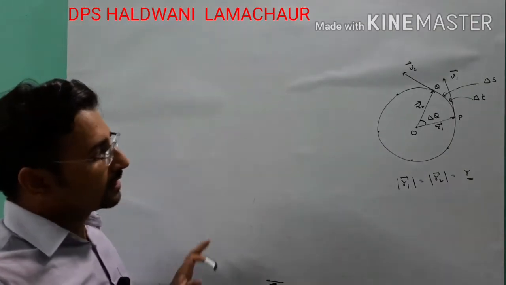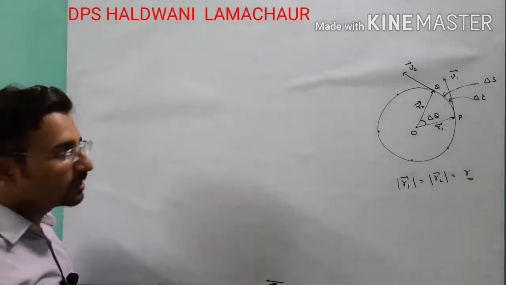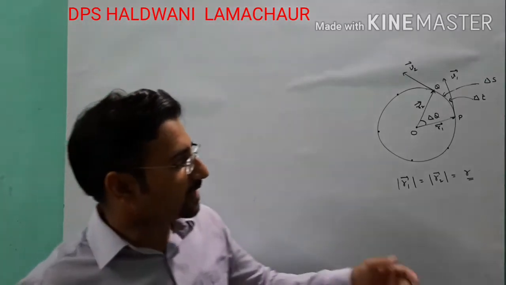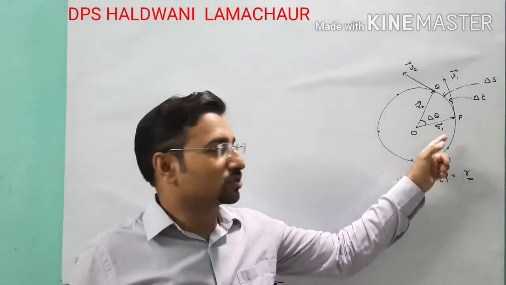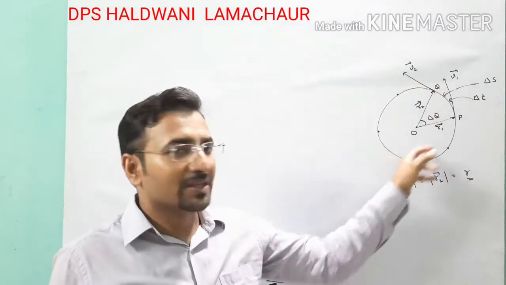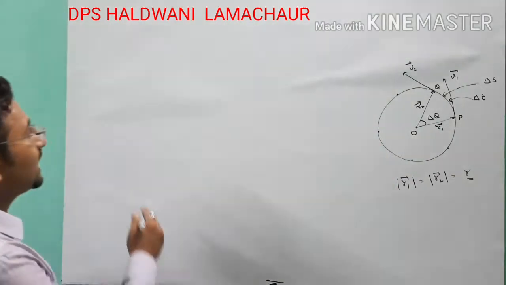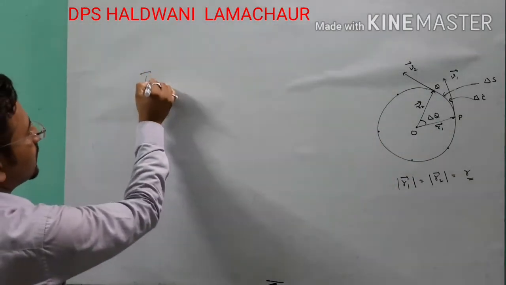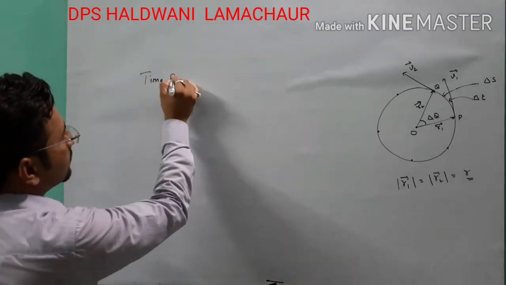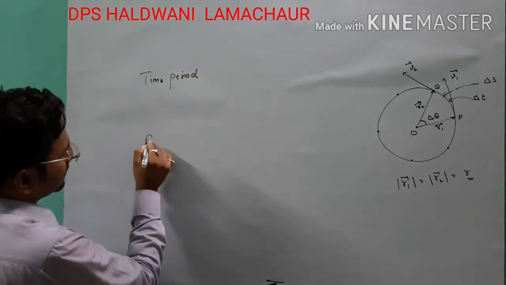Now as you know that the object is in circular motion, the motion of the object or particle or body is a periodic motion. After a regular interval of time, the object will cover the same path or pass through the same point. So here we will discuss two terms which are related to circular motion. First is time period and second is frequency.